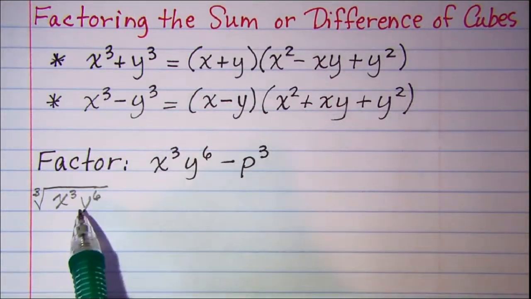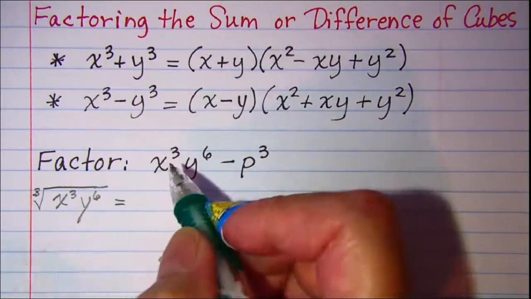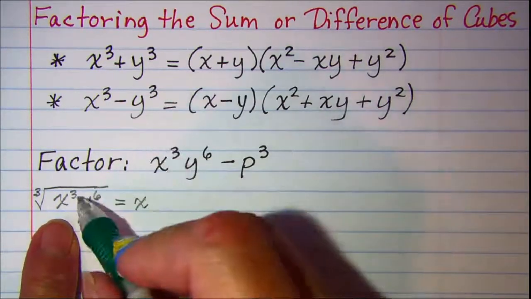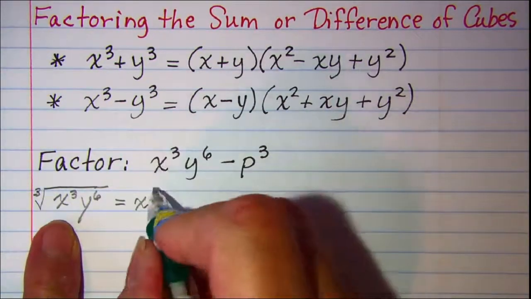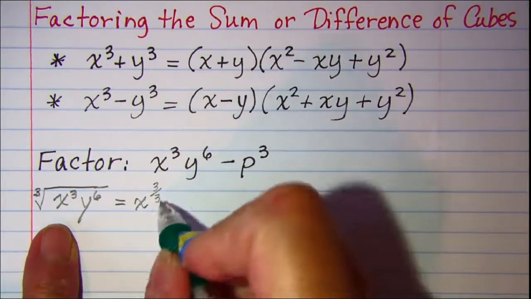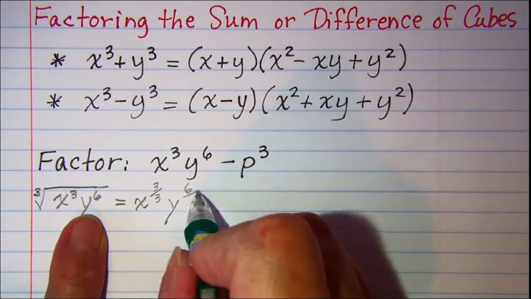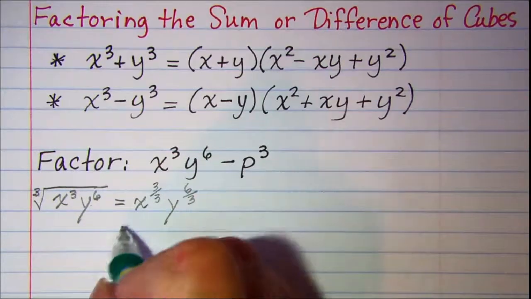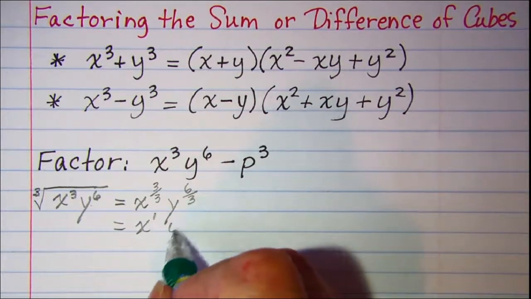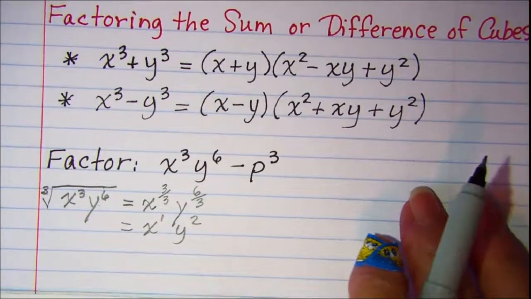So we're going to use the rule that says when you wish to write this as an exponent, you take the base, in this case it's x, and then the power in the numerator, and the index is written in the denominator. So this one we have y to the 6 over 3. So this one simplifies to x to the 1, and then y to the second. So let's factor this then.